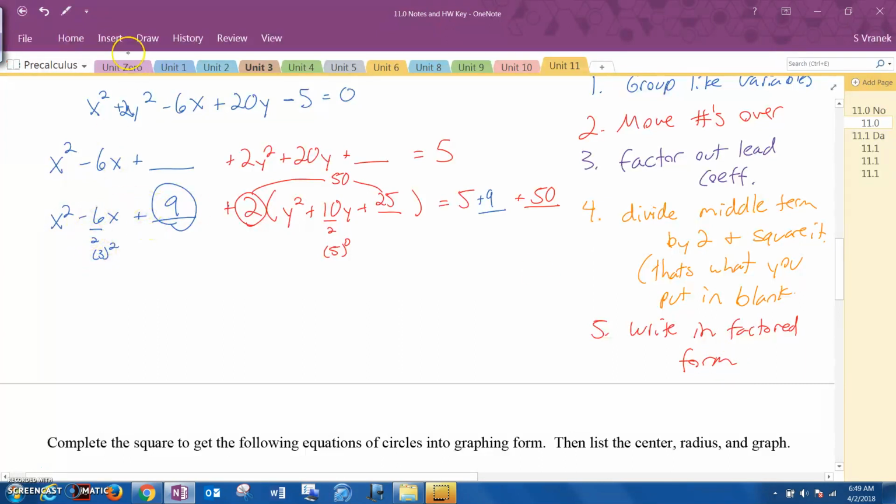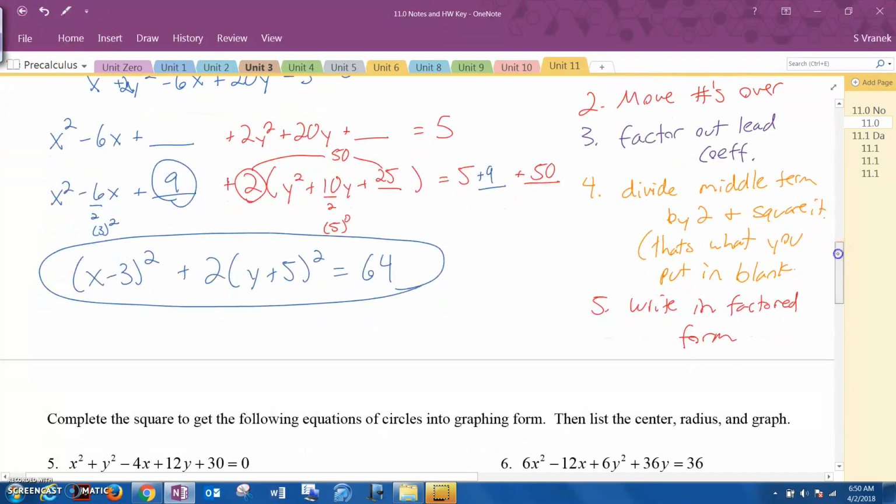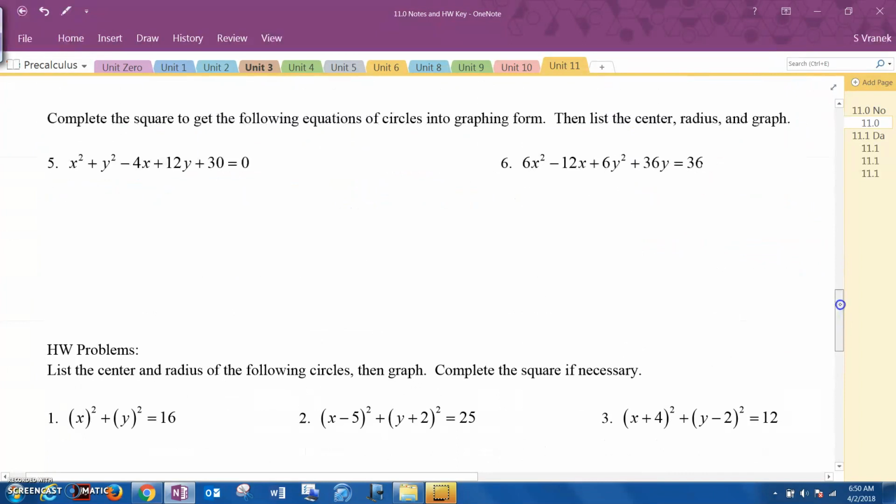And usually to write it in factored form you just take half of the middle term, which was -3, and this becomes x minus 3 squared, plus 2 times y plus 5 squared equals, and this becomes 14 plus 50, which is 64. So that would be the answer to completing the square. Again, this is not a circle because we have an extra coefficient there, but that's the process you're going to use to complete the square. Alright, so let's do 2 quick ones, and then we're done.